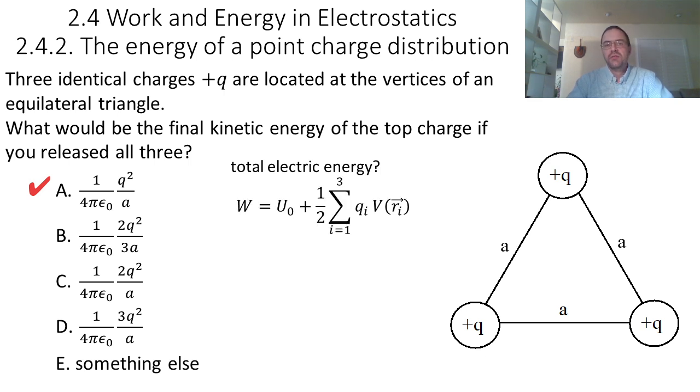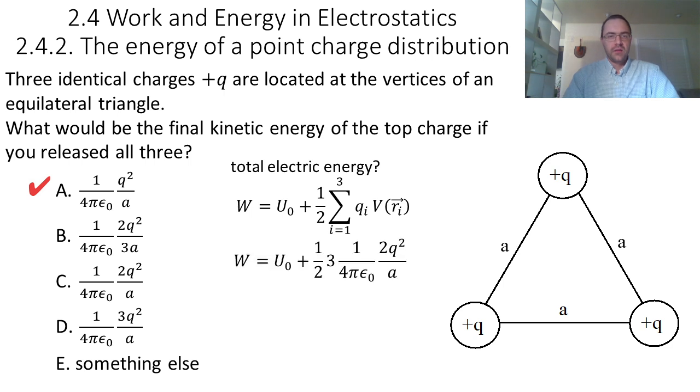As we learned, it is given by U0 plus 1/2 of the sum over the 3 charges, 1, 2, and 3, of Qi times the potential from the other 2 charges, V at Ri. So Qi V at Ri is the same as the previous question. It is 1 over 4 pi epsilon naught 2q squared over A. So the sum is 3 times that. And now we can simplify the 1/2 times 2. So we end up with U0 plus 3 times 1 over 4 pi epsilon naught q squared over A.